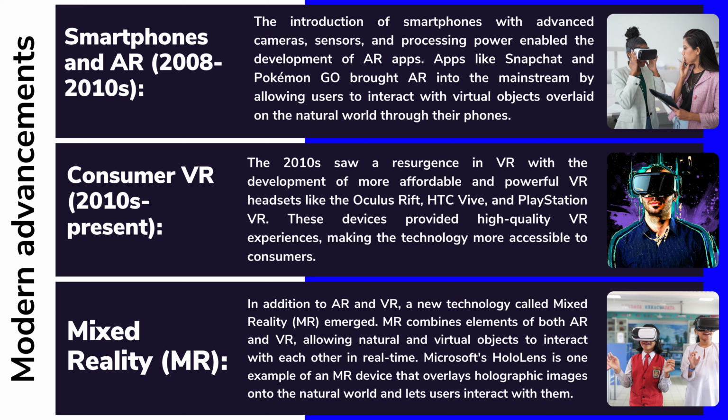Mixed reality, MR. In addition to AR and VR, a new technology called mixed reality, MR, emerged. MR combines elements of both AR and VR, allowing natural and virtual objects to interact with each other in real time. Microsoft's HoloLens is one example of an MR device that overlays holographic images onto the natural world and lets users interact with them.